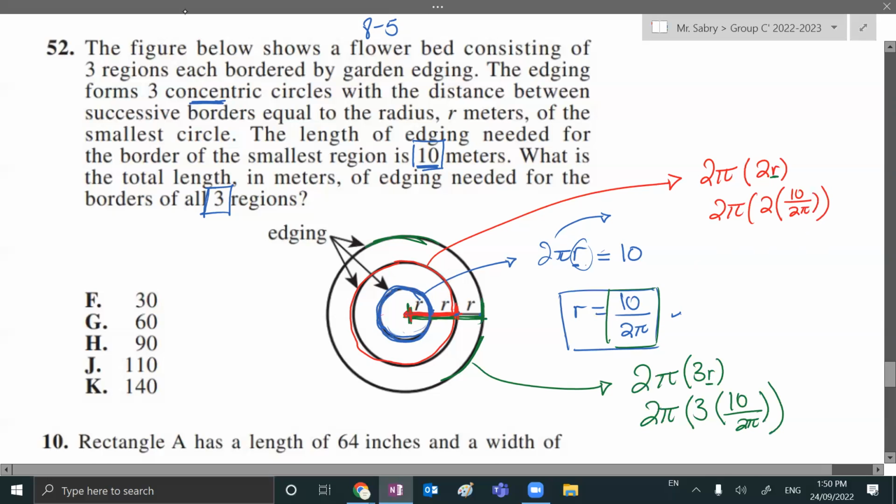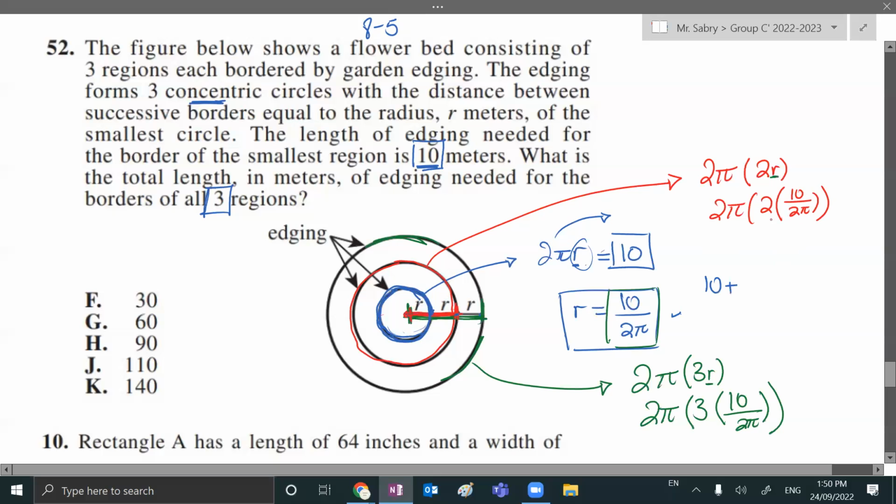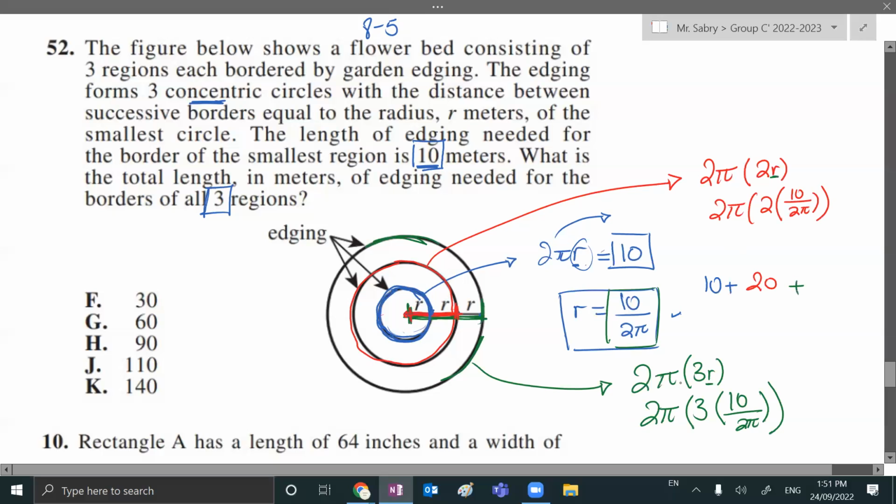This one is already 10. The blue one, the smallest one, is already 10. So I'll just do 10 plus. I'll calculate the red one on the calculator, and it will turn out to be 20, plus I'll calculate the green one on the calculator and it will become 30. So it's 10 plus 20 plus 30, which means that the answer is 60.